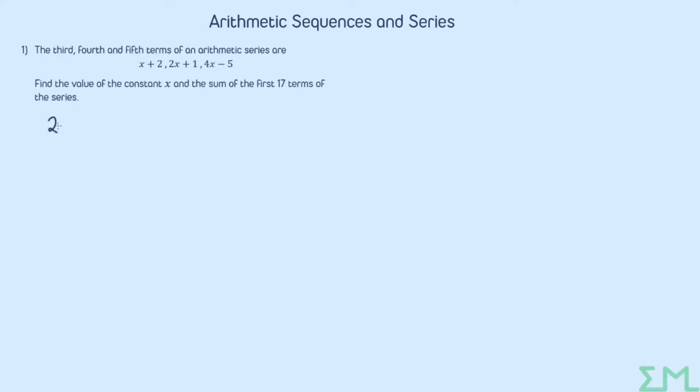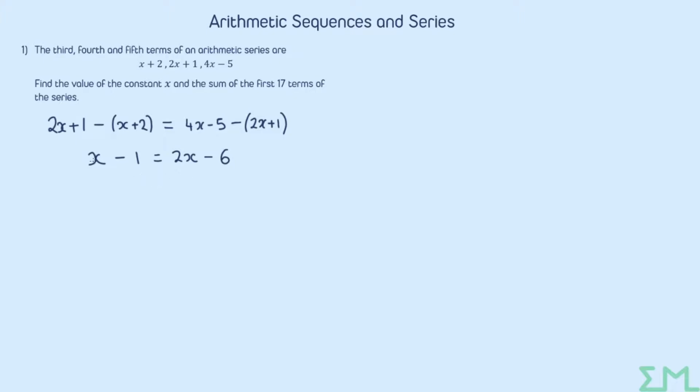So we will have 2x plus 1 minus the third term, x plus 2. Now because that is an expression, we must be careful and put it into brackets. This has to be equal to the difference between the fifth and the fourth. So 4x minus 5, take away brackets again, 2x plus 1. Let's simplify this down. So 2x take away x is x, 1 take away 2 is minus 1. On the other side we've got 4x take away 2x, 2x, and negative 5 take away 1, negative 6.